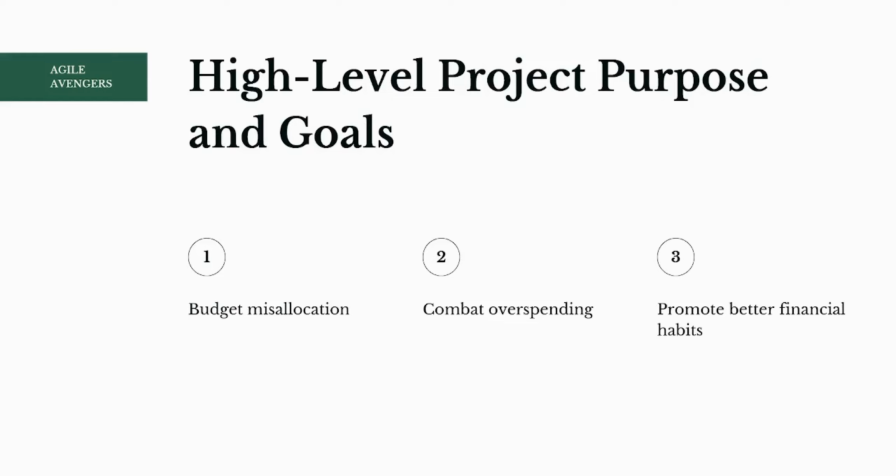Some high level project purpose and goals. We are trying to address the challenge of ineffective financial management caused by budget misallocation and impulse purchases. We want to help users combat overspending and achieve financial stability. We also want to promote better financial habits through detailed insights and personalized recommendations. We empower users to make informed financial decisions with actionable data. Our application also provides a comprehensive solution with features like monthly spending reports, visual insights, and real time alerts.